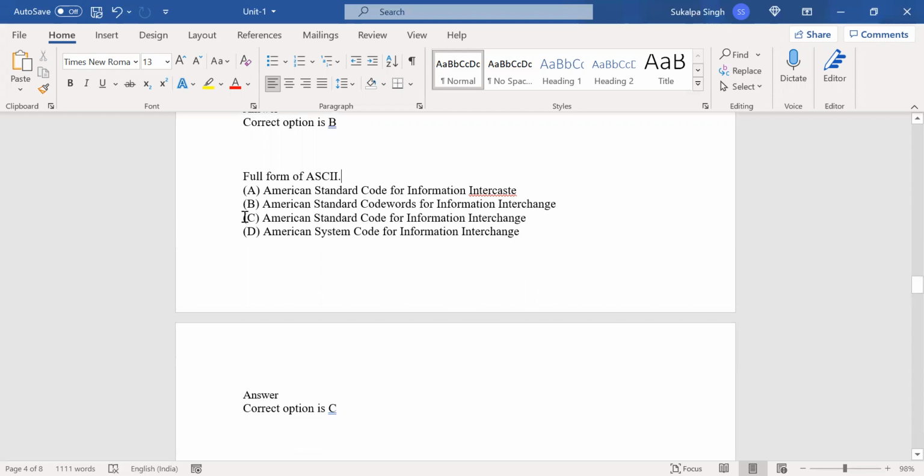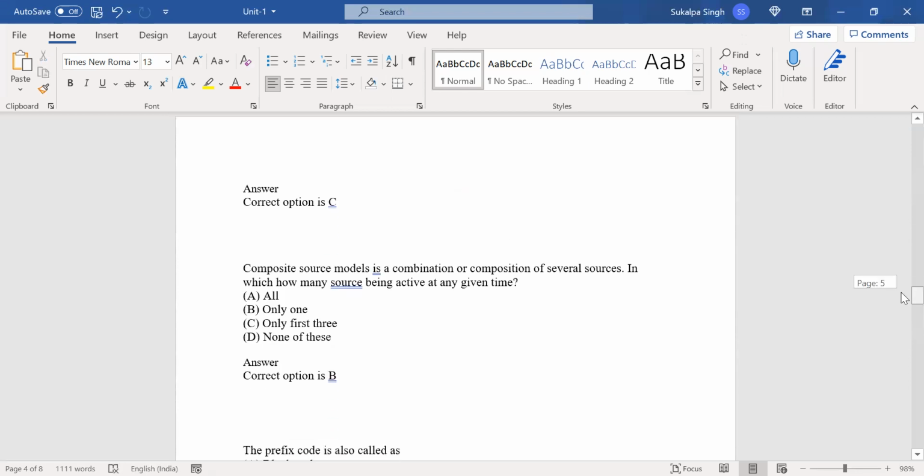If you see in C and D, the only difference is between system and standard. So don't be in a hurry to mark the OMR sheet. I made this mistake in a hurry, I marked some other option, and only system and standard was the difference. In this way you can lose marks. So make sure that whenever you are marking, you put the proper dots.